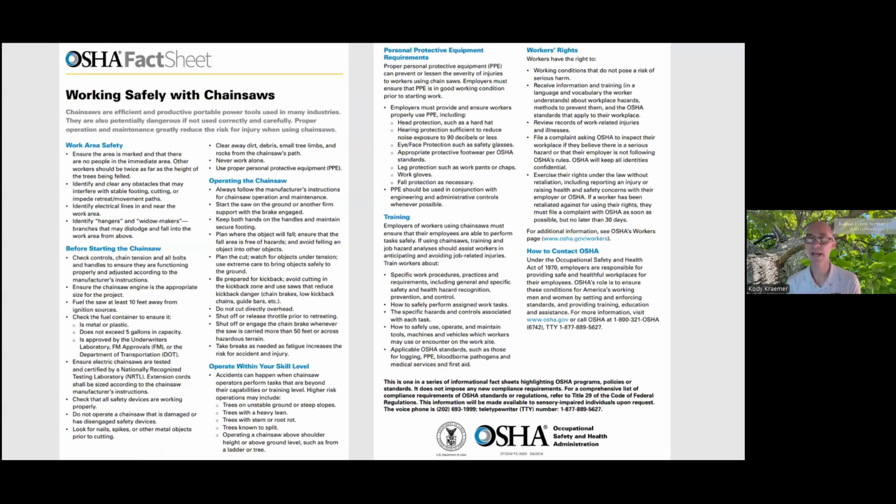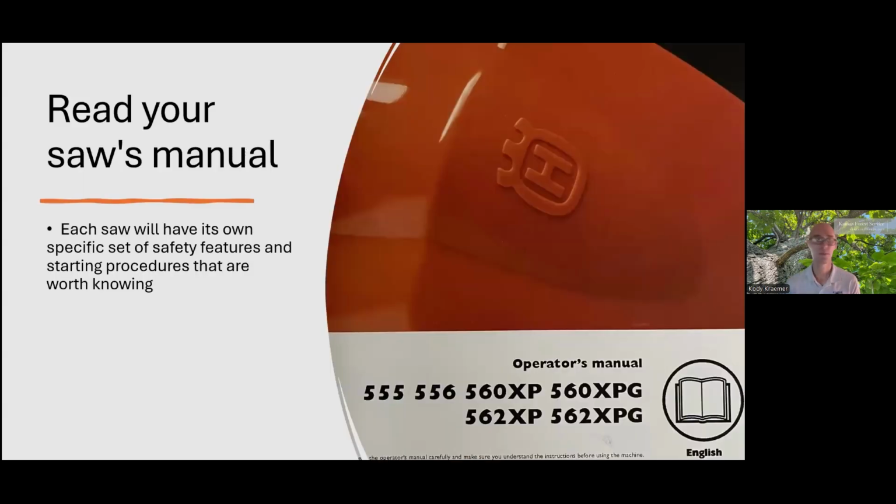There's many different fact sheets and safety recommendations that you can seek out. And this happens to be one that is an OSHA handout. You see things like this in break rooms all across the United States. Another good resource is your saw's manual. If you got a saw secondhand, you can probably find the manual online somewhere. But each saw will have its own specific set of safety features and starting procedures that are worth knowing.